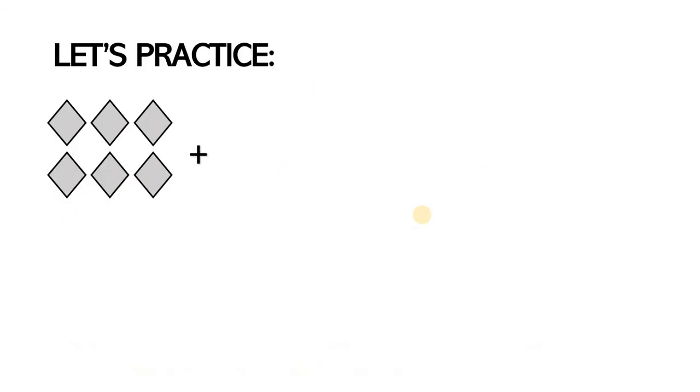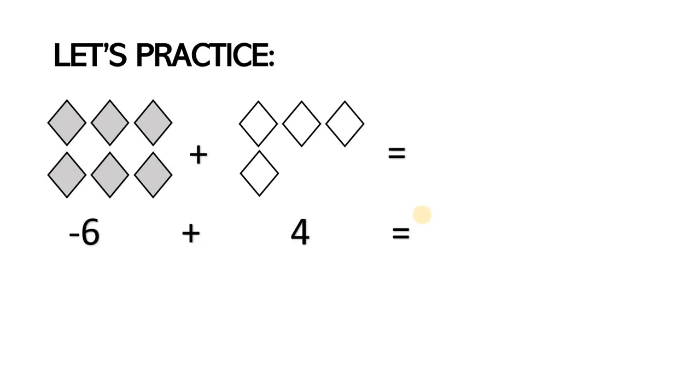Let's practice. So, this is negative 6 plus positive 4. Okay. The answer is negative 2. Subtract the numbers. 6 minus 4 is 2. And then, copy the sign of the larger number, which is negative 6. Kaya, negative 2.